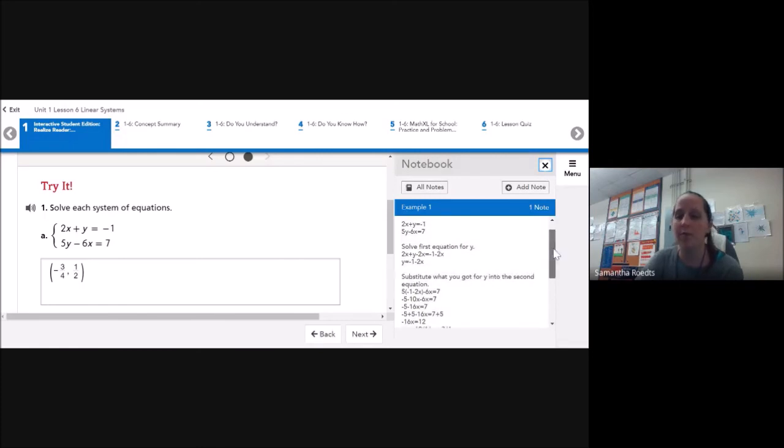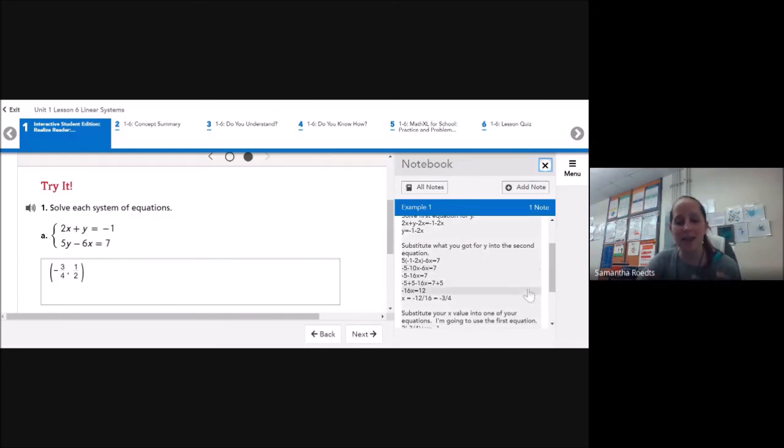Doesn't matter which order you put it in, okay? I then substitute that information back into my second equation. So 5 times the quantity -1 minus 2x, minus 6x, equals 7. I use my distributive property: -5 minus 10x minus 6x equals 7. I simplify: -10x minus 6x is -16x, so -16x minus 5 equals 7. Then I add 5 to both sides to get x by itself, which gives me -16x equals 12, which simplifies to x equals -3/4, which is what we had.